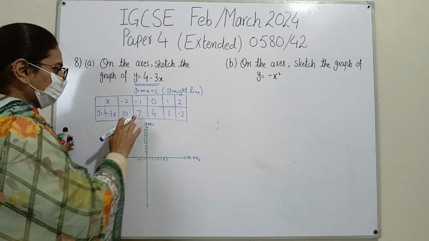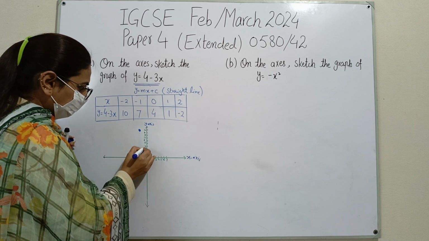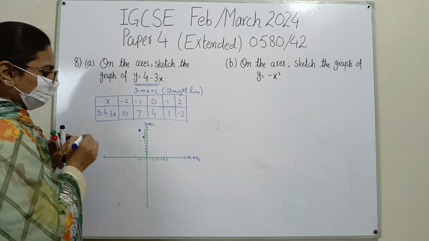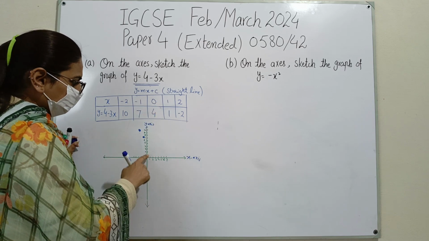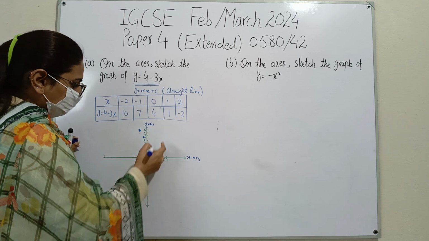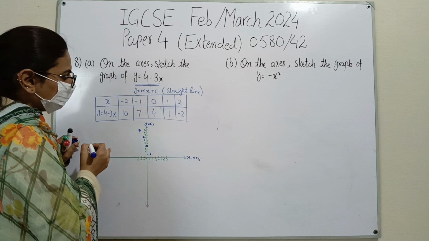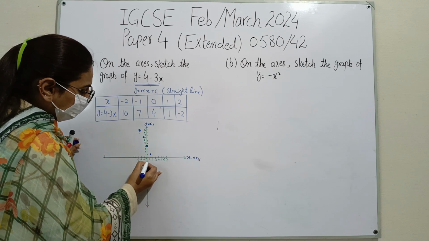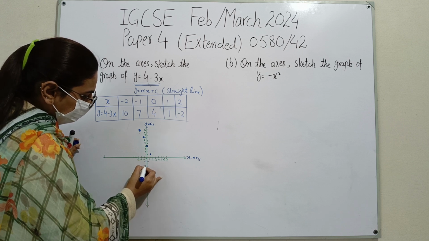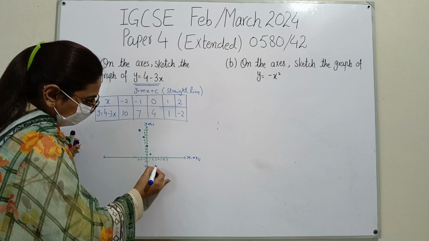In the same way, for the value of -1, you have the answer 7. That will be approximately over here. Similarly, when x is equal to 0, y is 4. In the same way, when x is 1, y is also 1. So the point is over here. When x is 2, y is -2, so you will get approximately a point over here.